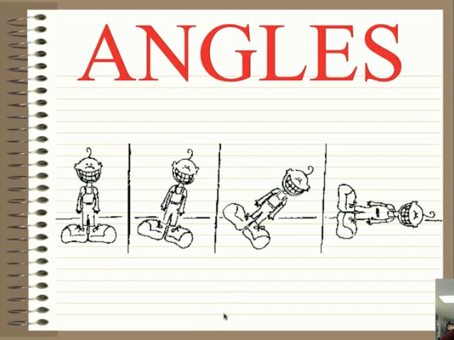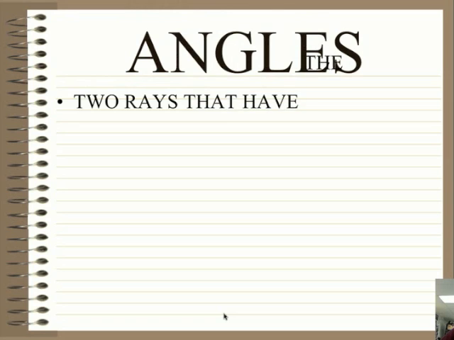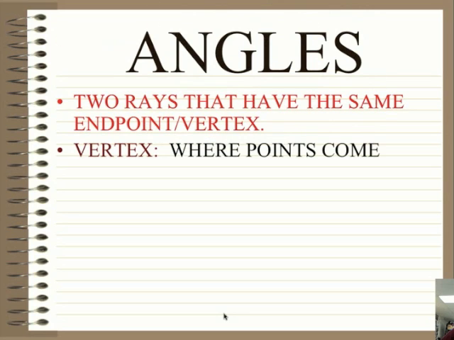Angles are all around us, depending on the size, shape. That depends on the name that they're given for this. So when we look at angles, there's a couple different ways that we look at them and identify them. The first thing is there's two rays. They have the same end point or vertex. A vertex is simply where a point comes from, and it comes together. So a corner of a desk, the corner of a wall, where the wall meets the ceiling, different things like that would be considered a vertex.